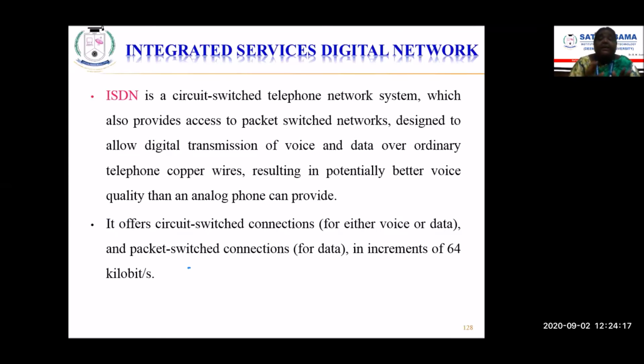Circuit switched means first the source and the destination have to be physically connected. A physical connection should be established via a cable or any wire. So that is called circuit switching networking. Whereas in case of packet switching, we will be transmitting the data packets. Okay, so it can take any path to reach the destination. So this ISDN is a circuit switched telephone network system which also provides access to packet switched networks.